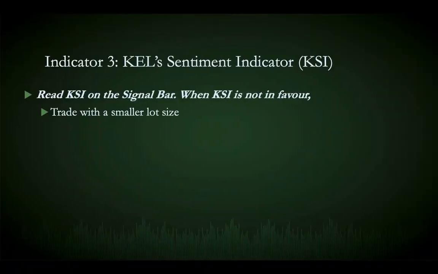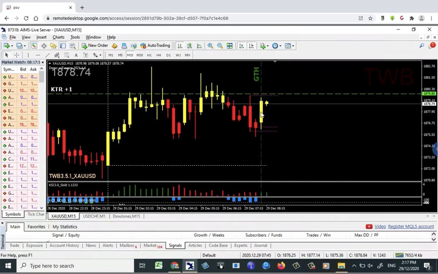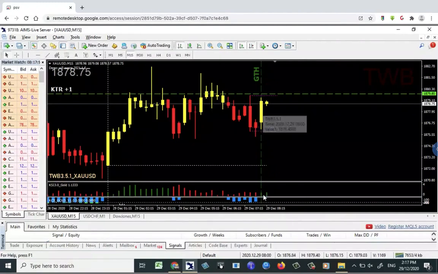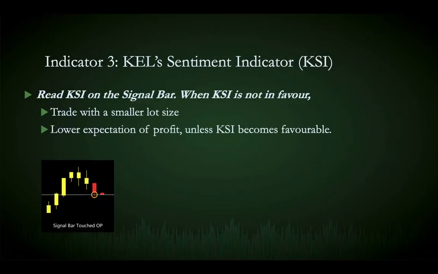When the trade is not in line, you trade half the size lot. Later on, I'm going to teach you how to calculate the size lot. But you trade half the size lot when it's not in line. All right, which means if this is a CCRY, the signal bar is RY, but then the KSI below the signal bar is red, that means it's not in line. So you do half the size of the trade.